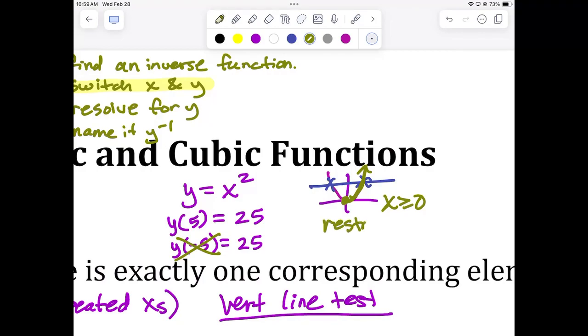We can always restrict a domain to, surgically correct, if you will, a function that wasn't born one-to-one, a function that failed the horizontal line test. We can fix it.